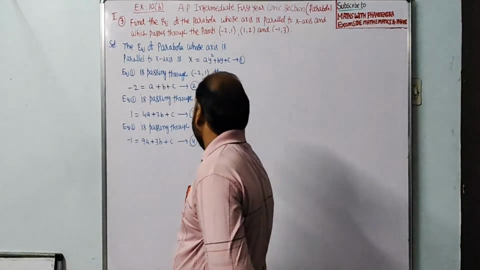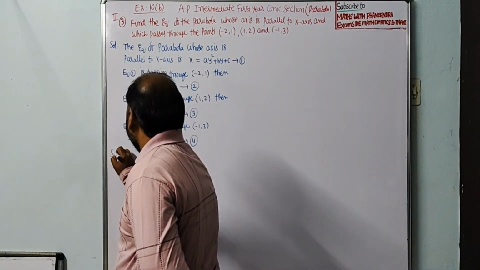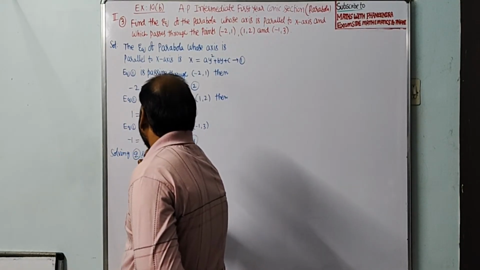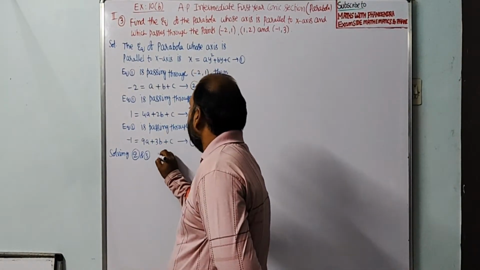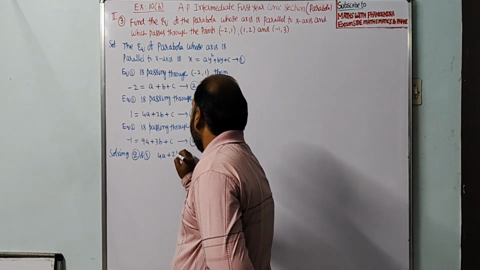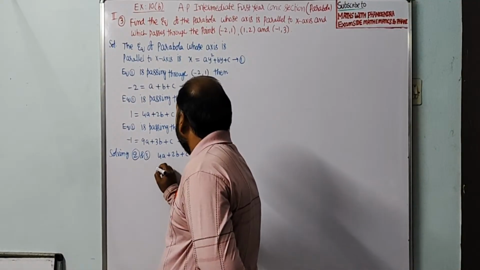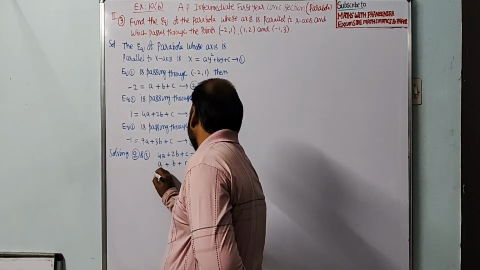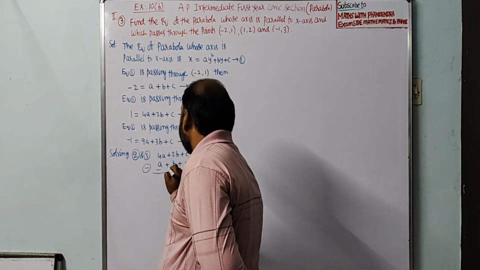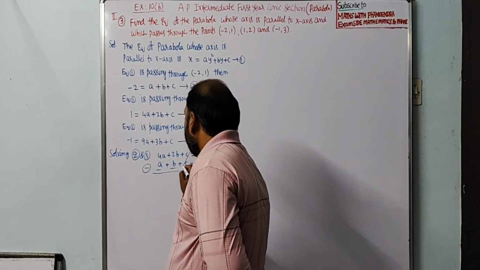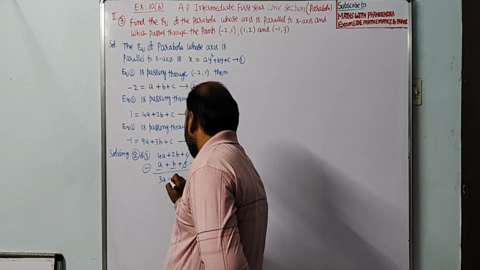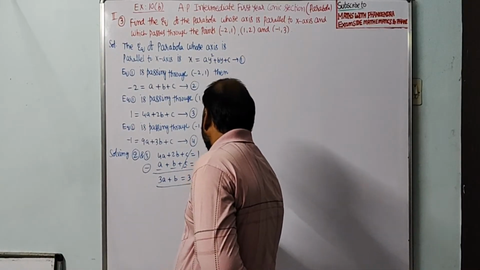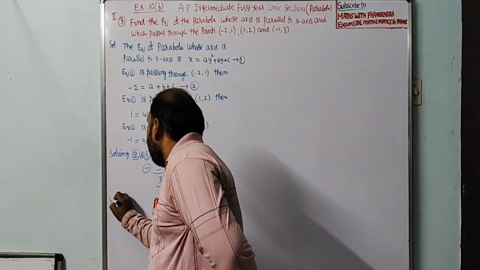Get the values of a, b, c. So solving 2 and 3. First 4a plus 2b plus c equal to 1. A plus b plus c equal to minus 2. Now I am subtracting one equation from other. These two will be cancelled. 3a plus b equal to 3. Equation number 5.